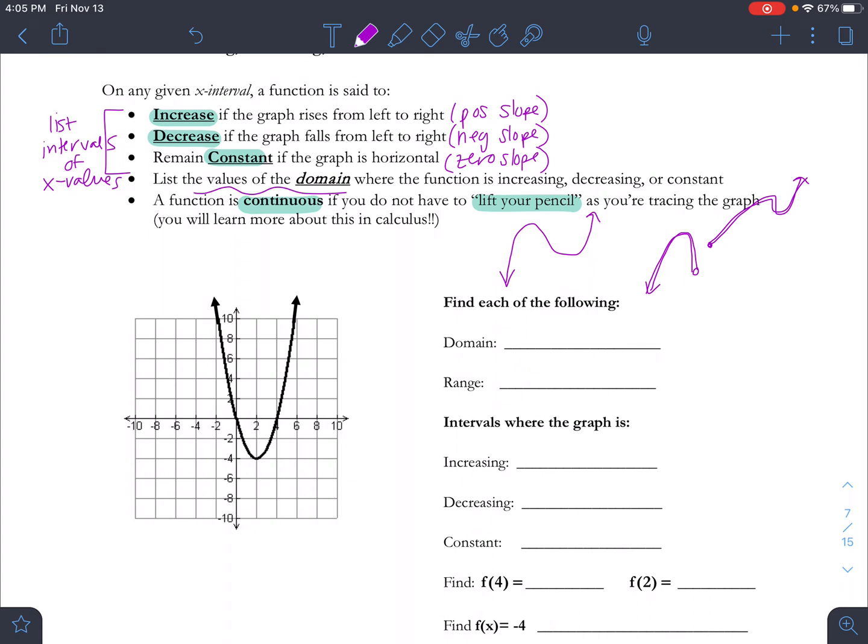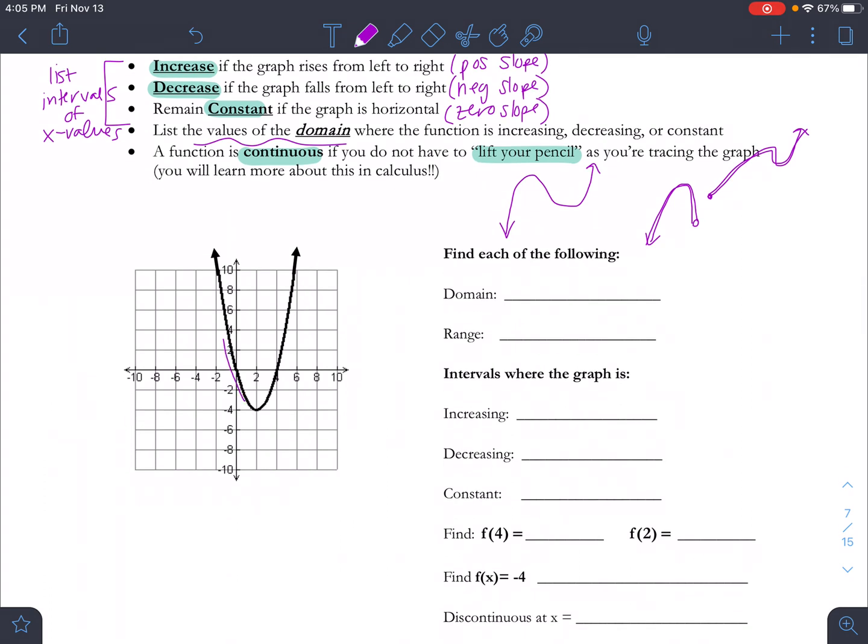So first thing we're going to do is domain and range. So domain, how far left do we go? We go forever to the left, so negative infinity. How far right do we go? We go forever to the right, technically. So we cover all x values from negative infinity to infinity.